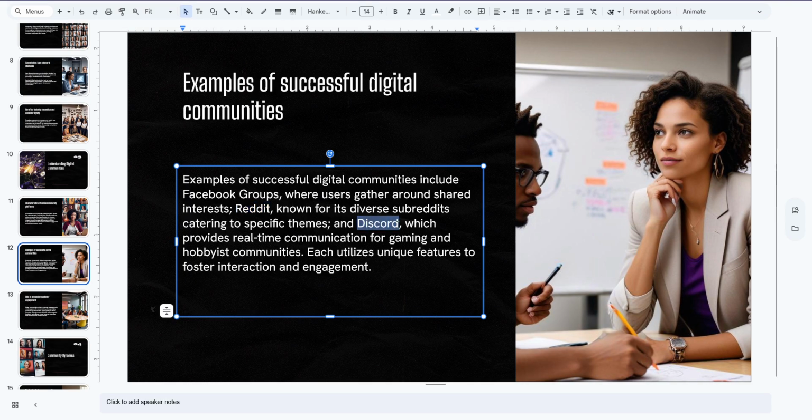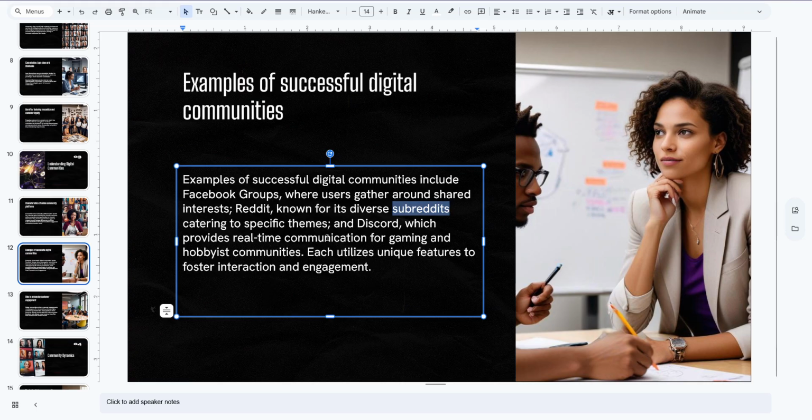There's Discord, which provides real-time communication. Discord is specifically for gaming and hobbies communities, so for gaming and for 3D related, CGI computer generated related topics. Reddit is for diverse subreddits. Like we call them tweets on Twitter, in Reddit we call them subreddits. Basically, they are where people post a question and then people give solutions to that.